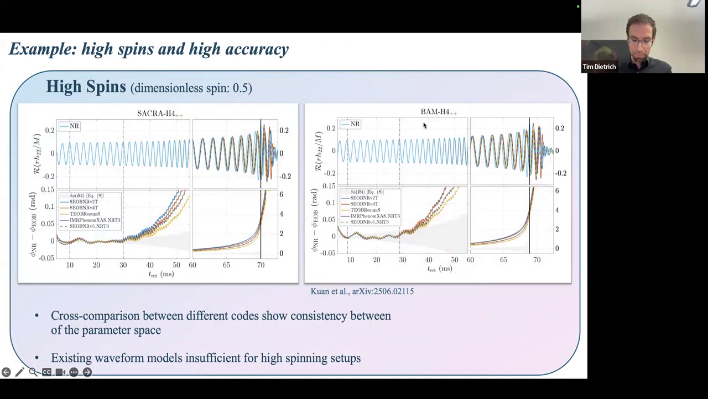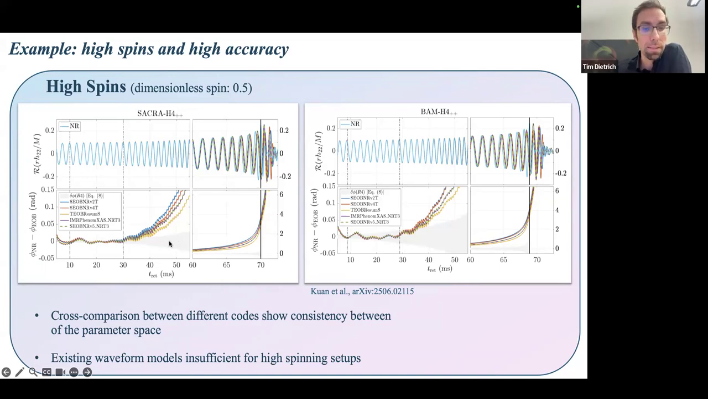So what you hopefully see here nicely is that this is a simulation done by two different codes. It's the same initial data. And I think this is also important to highlight that one way of quantifying whether there are errors is you have to run with different codes the same setup and then compare. There are different code comparison approaches that have been done over the last years. This is between the SACRA code and the BAM code using a very highly spinning system with a dimensionless spin of 0.5. So this is really a millisecond pulsar that is out there.